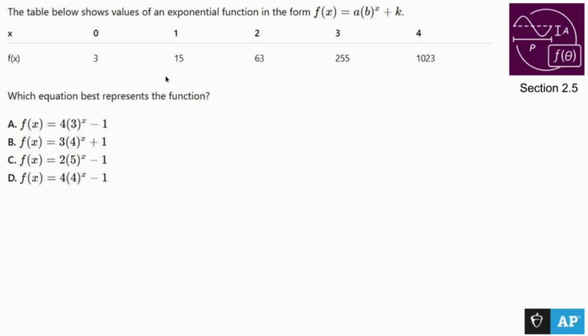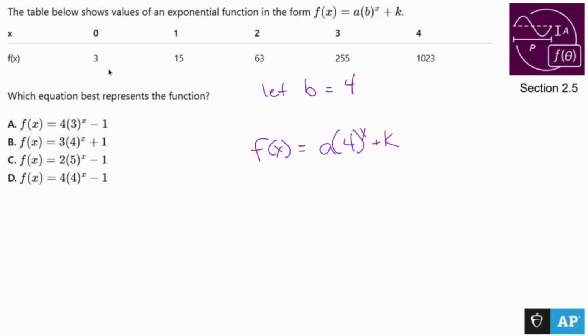This is how I do it. You throw this in ChatGPT or have another teacher do it, they're going to do it differently. You need to find out what the behaviors are and let that be your b first. So it looks like at first I multiply by 5, but as I do more, 15 times 5 is not 65. 15 times 4 is more like 63. 63 times 4-ish is more like 255. 255 times 4-ish is 1,023. So I'm going to let b equal 4 and go from there. So f of x is going to be a times 4 to the x plus k.